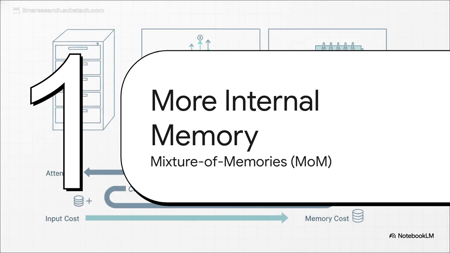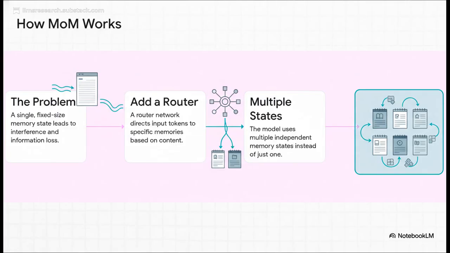This one's called mixture of memories, or MoM, and it takes probably the most direct approach you can imagine. The whole idea behind mixture of memories is pretty intuitive. It basically says, hey, instead of one single notepad that keeps getting overridden, what if we had a bunch of smaller, specialized notepads? And then you have this clever little router network that looks at the incoming information and decides which notepad it belongs in. So, facts about people go in one, dates go in another, and they stop interfering with each other.